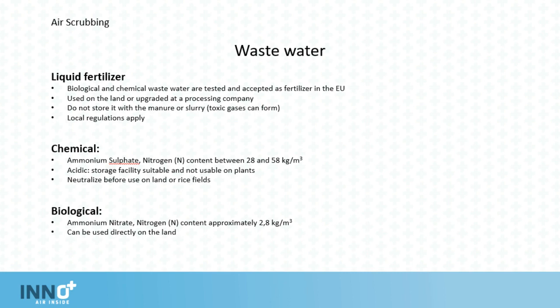For the chemical wastewater, as we said, ammonium sulfate, the nitrogen content is between 28 and 58 kilograms per cubic meter. It is acidic, so the storage facilities should be suitable, and it should not be used on bare soil, at least not on plants, because it can burn the leaves. So it should be neutralized before use on land, or as discussed before, on rice fields as well. The biological wastewater contains ammonium nitrate. It has a very low nitrogen content, about 2.8 kilograms per cubic meter, but it can also be used directly on the land. So it's much easier to use, but there is a bigger volume.